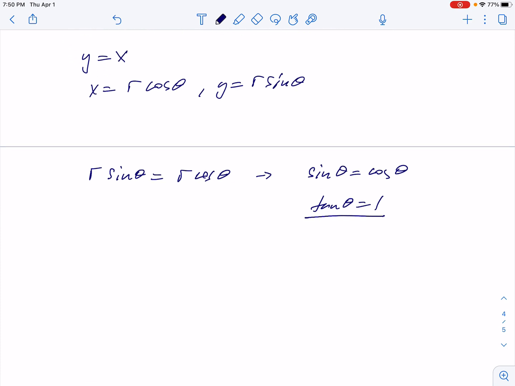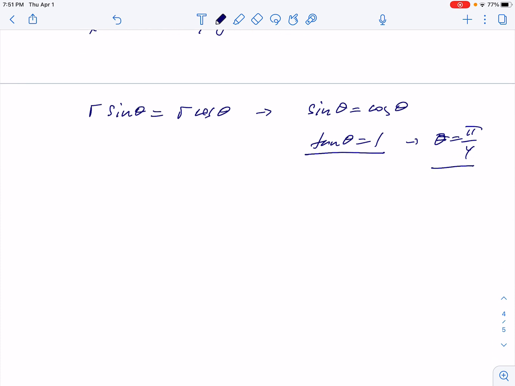We can solve here for theta. Tangent theta equals 1 when theta is pi over 4, and also theta is 3 pi over 4. Anyway, this is our polar equation.